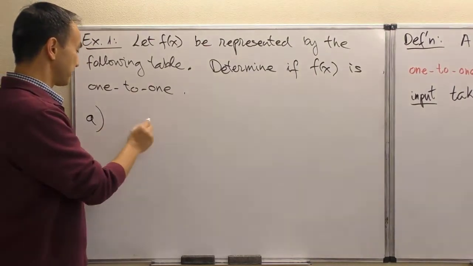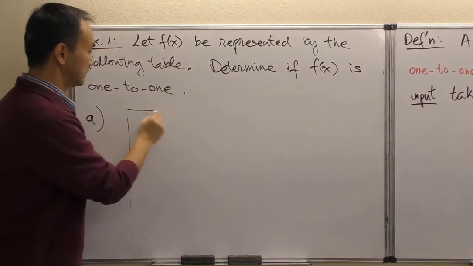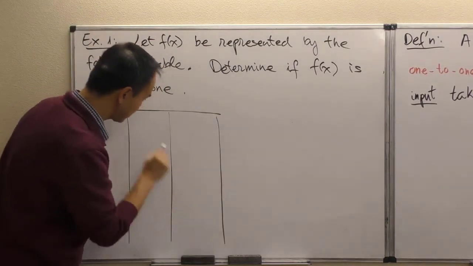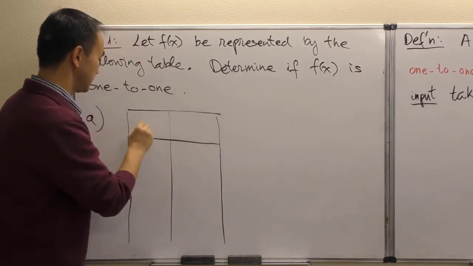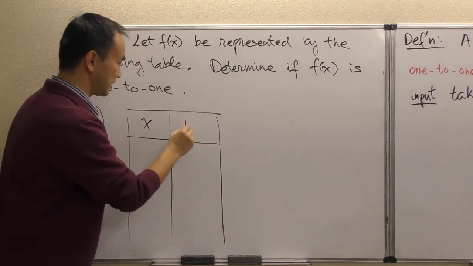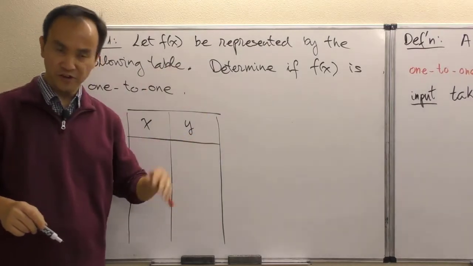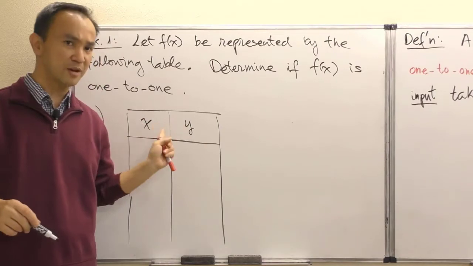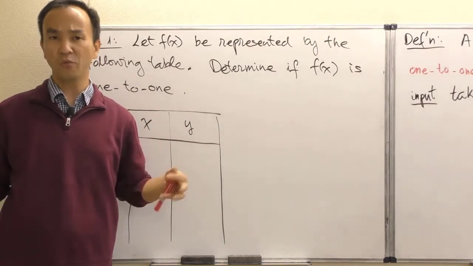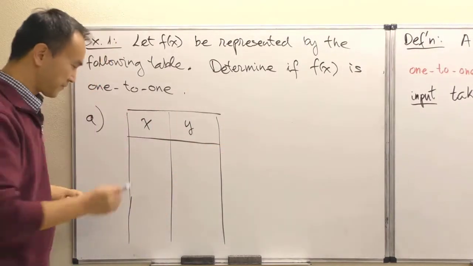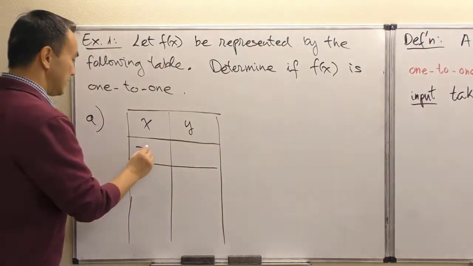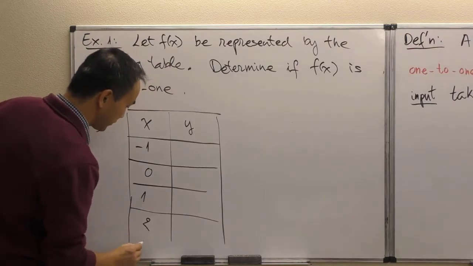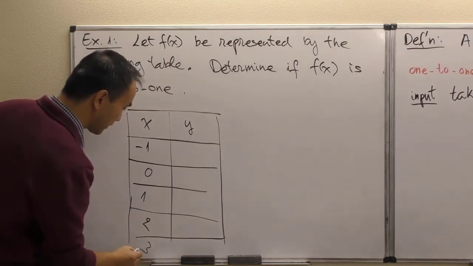All right, so this is f of x. Here's my x column, my y column, and let's stay in that convention that x is the input. That's familiar convention worldwide. X is the input and y is the output. Even though we can be more flexible than that already. And then let's look at negative 1, 0, 1, 2, and 3.